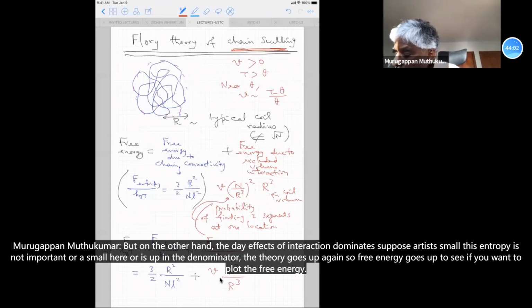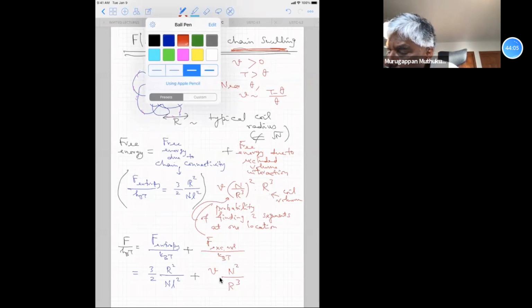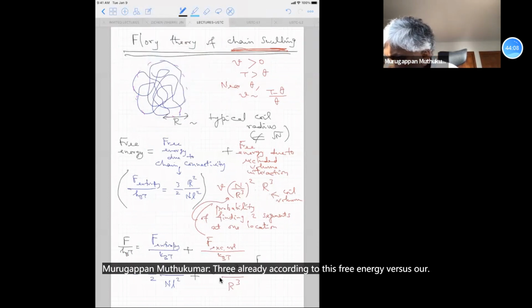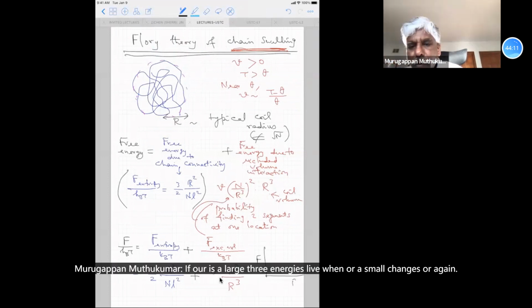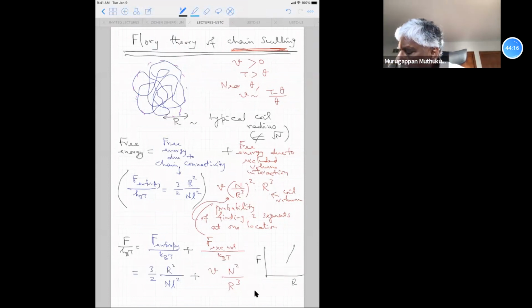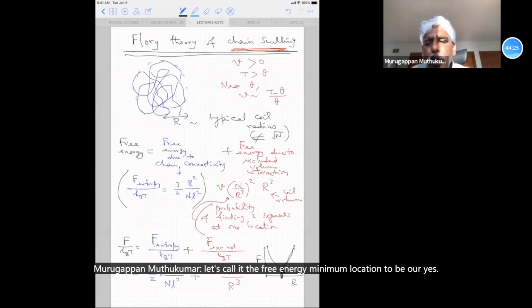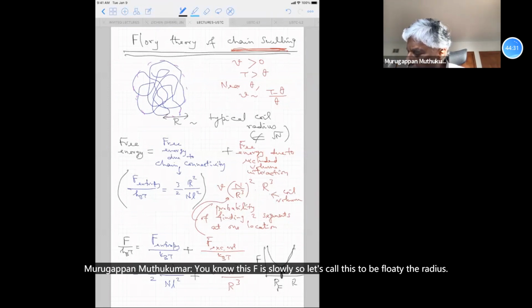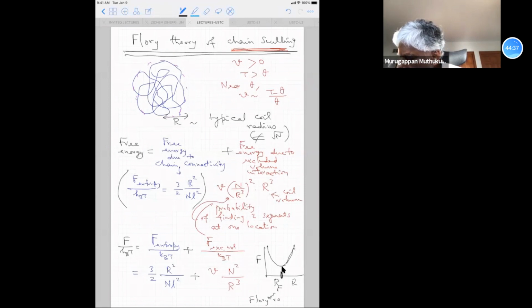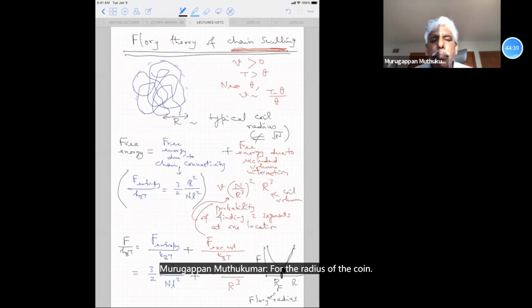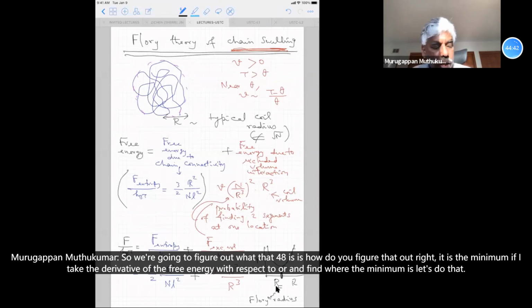So if you want to plot the free energy versus R, according to this, if R is large, free energy is large. When R is small, free energy is large again. So there will be some optimum value here. There will be a free energy minimum at some value. Let's call that free energy minimum location R F. You know, this F is Flory. So let's call this the Flory radius of the coil. So we are going to figure out what that Flory radius is.